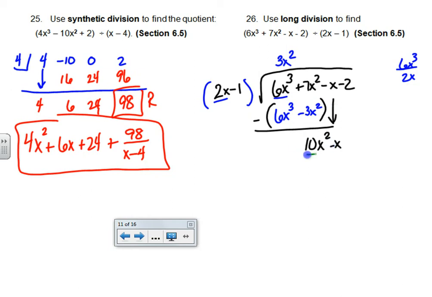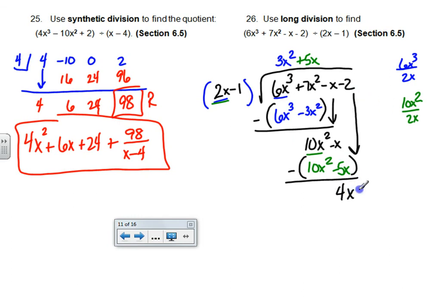And now we repeat the process. So 10x squared, divided by 2x would leave me with 5x. Now we multiply 10x squared minus 5x. Now we subtract. That lead term does cancel out. Careful, I have negative x minus a negative 5x. Negative 1 plus 5 is what we have. So that gives us a 4x. The most common mistake on long division is not the division itself or the process, it's the subtraction.